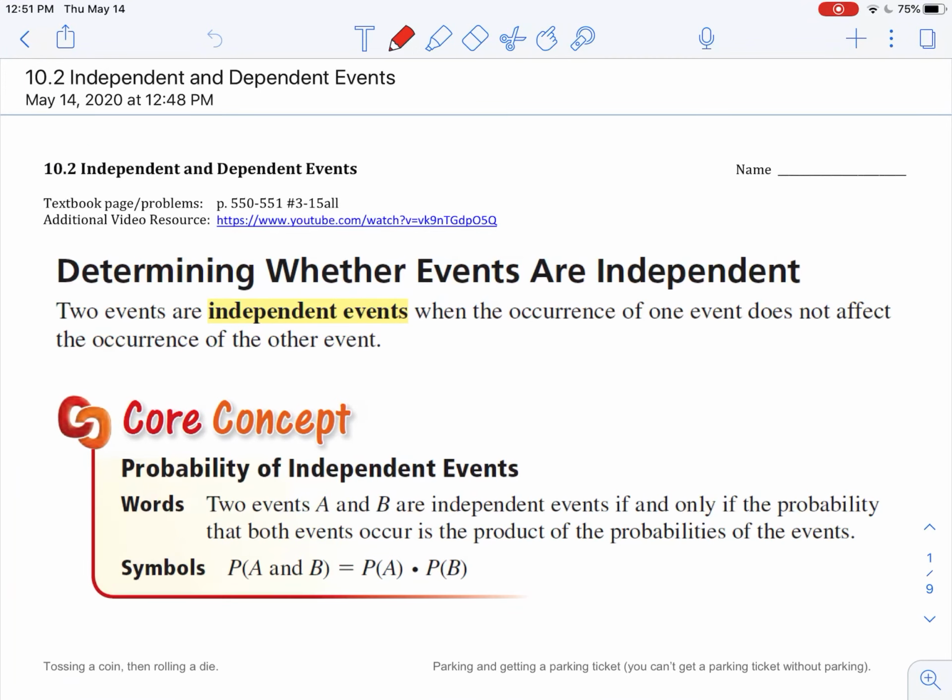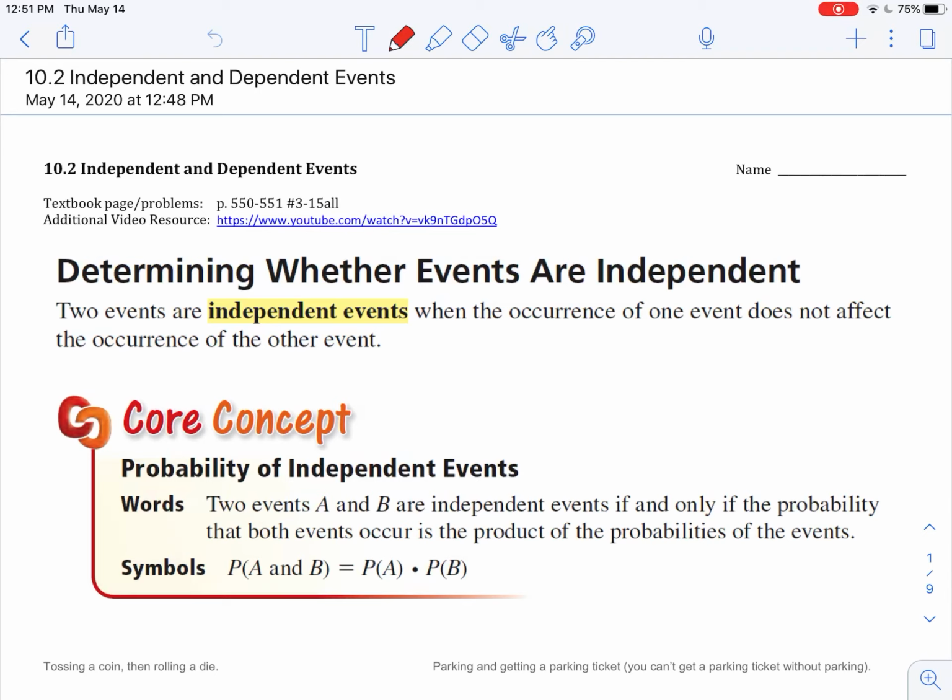So the first thing we need to understand is, what does this idea of independence mean if we're thinking about probability? As they define it here, two events are called independent when the occurrence of one of them does not affect the occurrence of the other. If we're talking about two different events, oftentimes they'll describe events using the letters A and B because they don't want to have to write out the events using words.